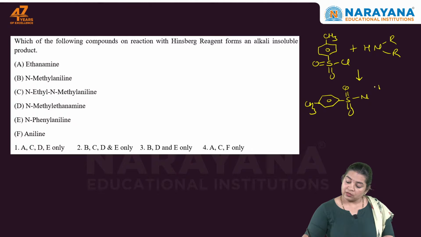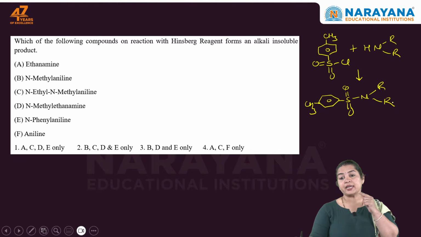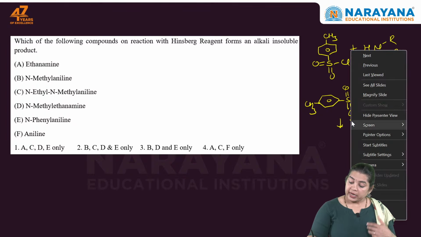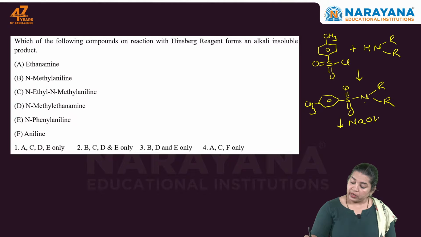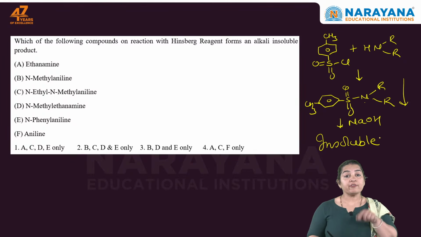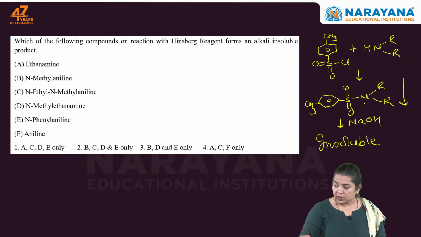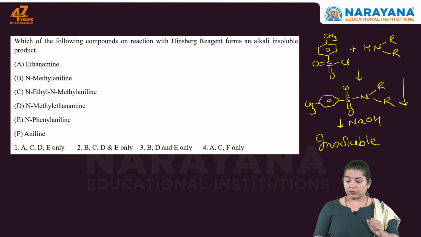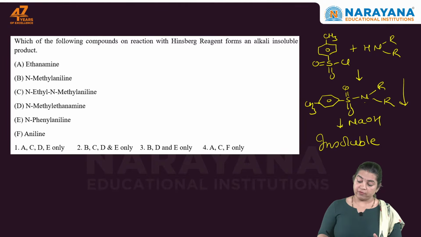So this is N, R and R. What we have is an N,N-dialkyl sulfonamide. Now there is no acidic H here. So even if I take any alkali like NaOH, no reaction. This is a white precipitate and it remains insoluble. Now, if it was a primary amine, there was an acidic H here, and thus with NaOH, you would have had a salt formation which is soluble. And with a 3-degree amine, there is no reaction with Hinsberg.